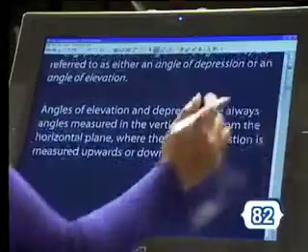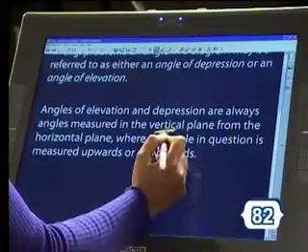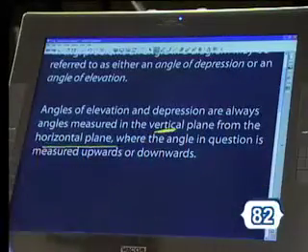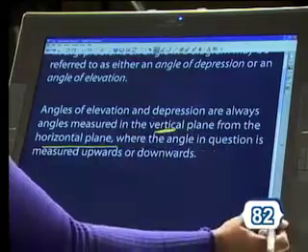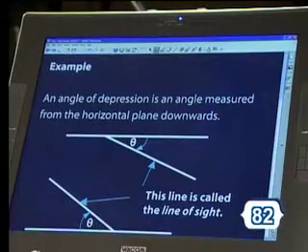When working with real-life application of trigonometry, we will come across the terms angles of elevation and angles of depression. Now, an angle of elevation or an angle of depression is always measured in the vertical plane from the horizontal plane. So let's have a look at the diagrams for this to make more sense.